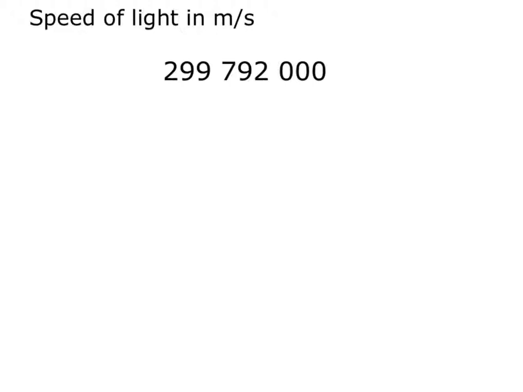Here's an example of a very large number. It's the speed of light. It's given in meters per second, and this is the number here. This number here is written in decimal form, so I'll write that down for you, just so you remember. This is called decimal form.